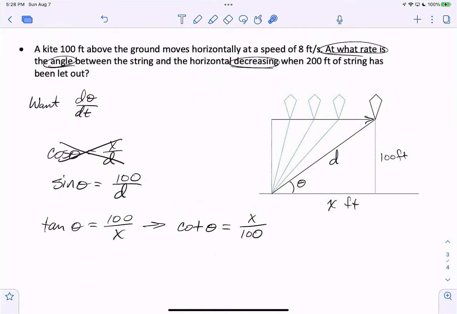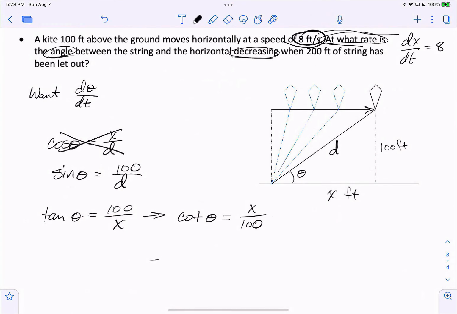And here I'm going to use that the cotangent of theta is equal to x over 100. The derivative of the cotangent is the negative cosecant squared of theta, but don't forget we're differentiating with respect to time. So I have negative cosecant squared of theta times dθ/dt. That works out because that's what we're after, dθ/dt. On the right-hand side, I'm going to pull the denominator of 100 out front as a coefficient, so 1 over 100. And then the derivative of x with respect to t is dx/dt. Now that works out because in the statement of the problem, we were told 8 feet per second was the horizontal speed. That's our dx/dt.